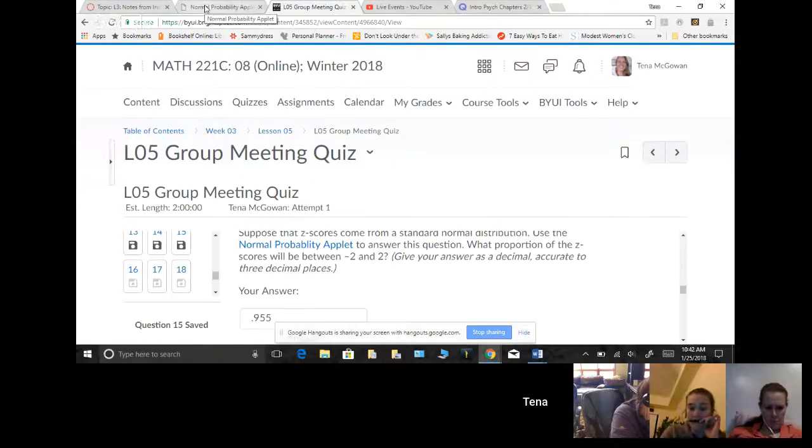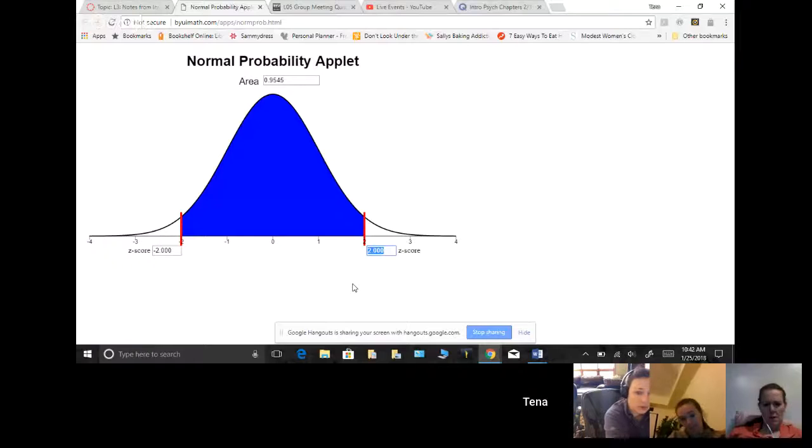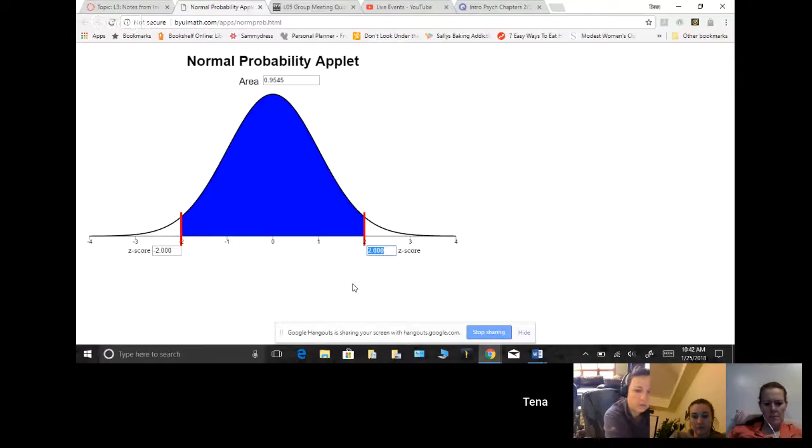All right. Same thing, I guess. Suppose that z-scores come from a standard normal distribution, just like the other one. Use the normal probability applet to answer the question: what proportion of the z-scores will be between -2 and 2? So we do the exact same thing. Correct. Put -2 and 2, and then we go up. 0.955? Yes, which is 95%.